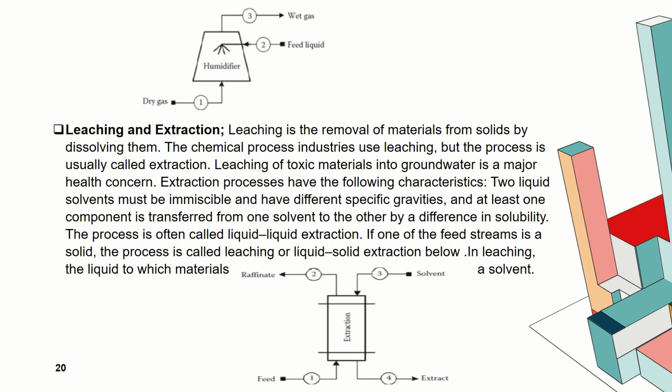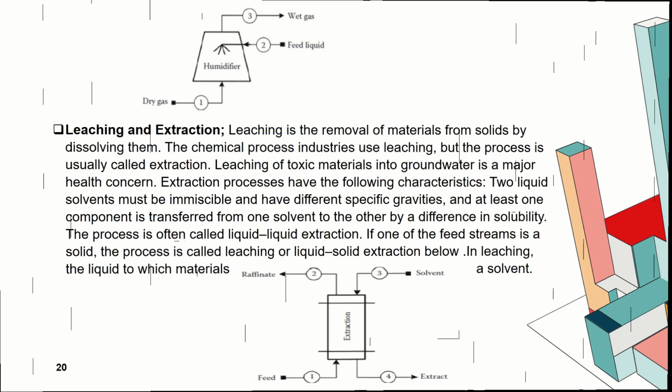And you have leaching and extraction. Leaching, as you know from basics, is the removal of material from solids by dissolving them. Chemical process industries use leaching, but the process is usually called extraction. Leaching of toxic materials into groundwater is a major health concern.